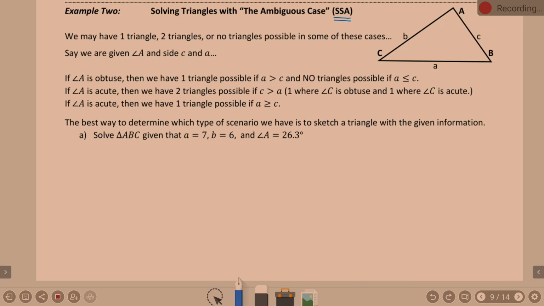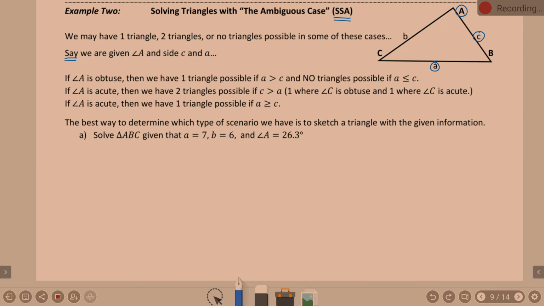Where, say, we're given angle A and a side C and a side A. Are those always the pieces you're going to be given? No, okay? But this is the connection we're looking at. So say you're given an angle A, a side A, and side C.